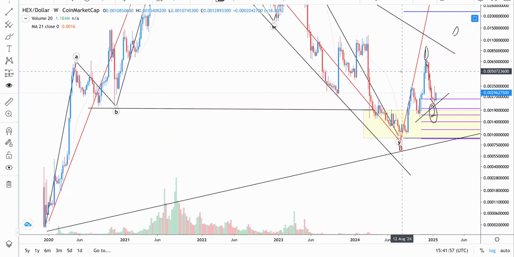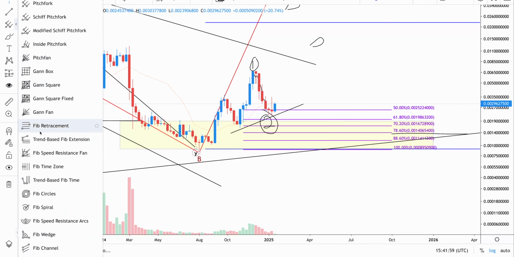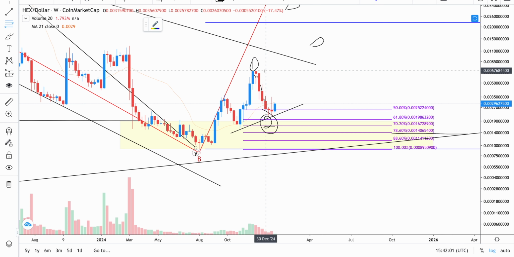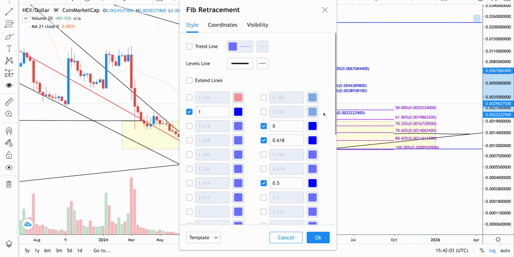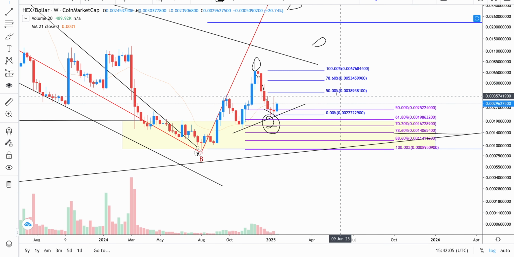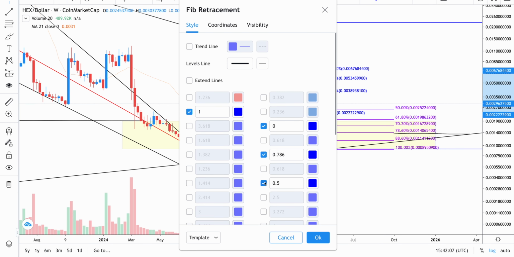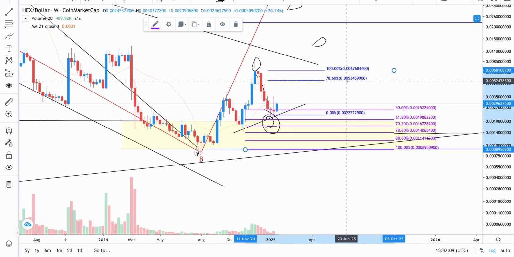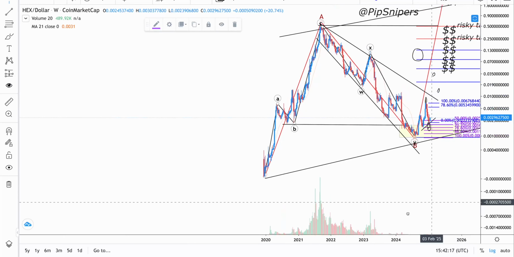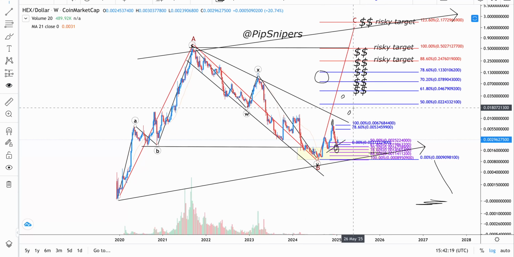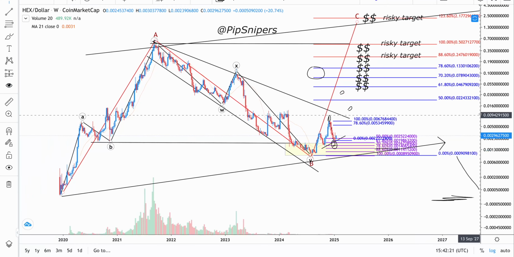Okay, so what I would want to see here going forward from HEX bulls is a push above this level right here at 0.00534 on the 4-hour time frame. Once we get above this level on the 4-hour time frame, then we know for sure that we're going to go in for our wave 3. This is what I see on HEX.